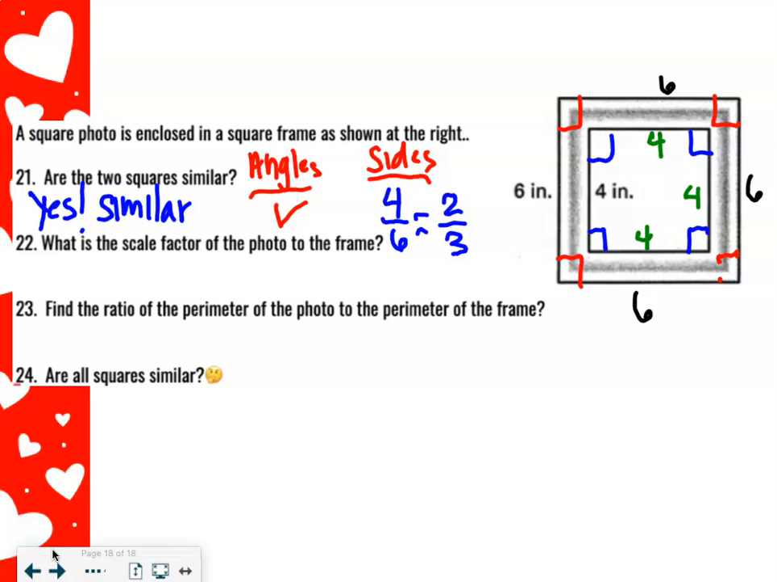What is the scale factor of the photo frame? Folks, look what we just did. That's right here, our simplified ratio. So 2 to 3. That is our scale factor.